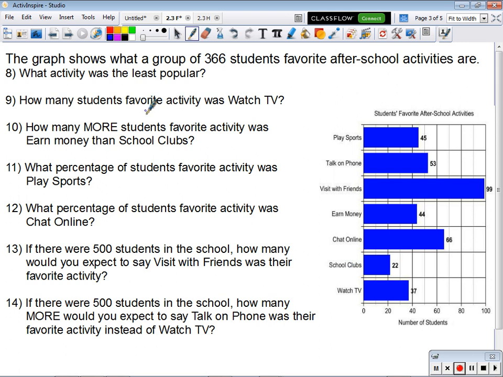Number 9, how many students' favorite activity was watch TV? So here's watch TV down here. And then we would say that 37 students said that their favorite activity was watch TV. So that's the answer for number 9.